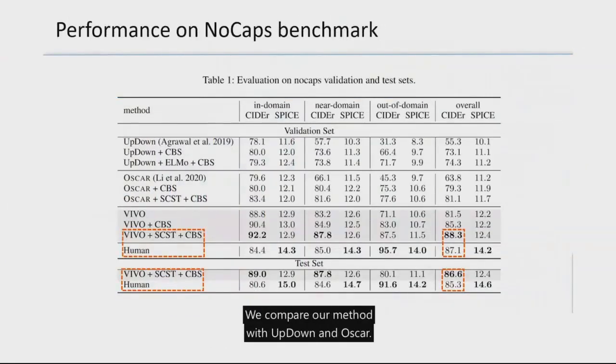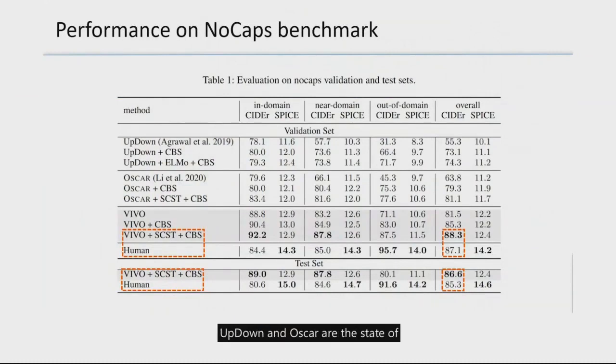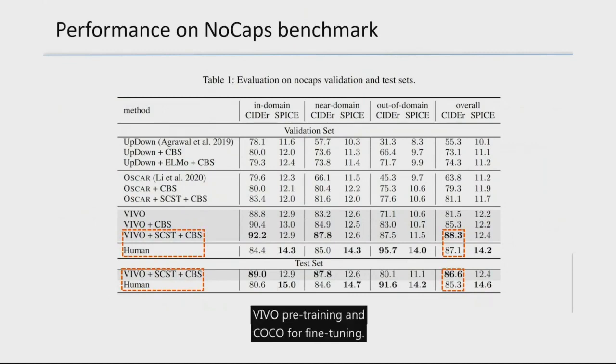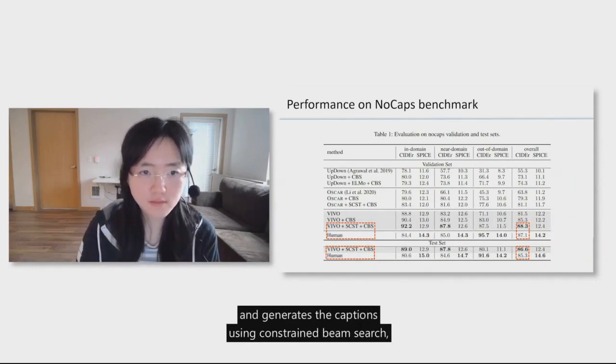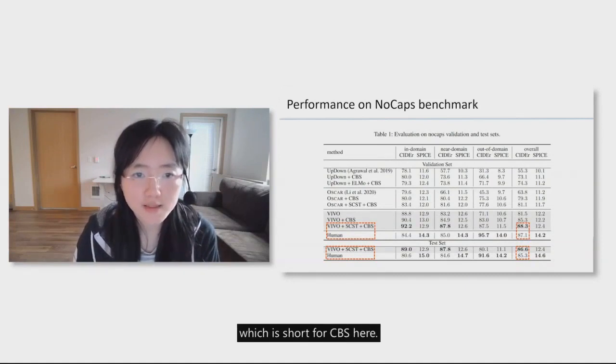We compare our method with UpDown and Oscar. UpDown and Oscar are the state-of-the-art results on the nocaps benchmark. The training data for baselines is the COCO dataset, and we use Open Images for VIVO pre-training and COCO for fine-tuning. Following prior settings, we also report the results after our model is optimized using SCST, which is short for self-critical sequence training, and generates the captions using constrained beam search, which is short for CBS here.